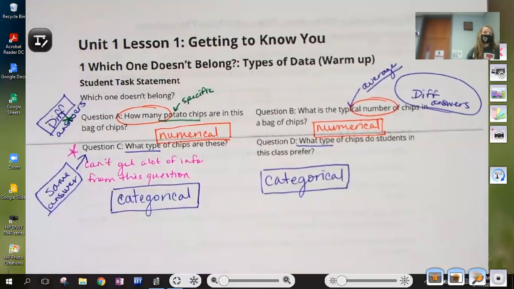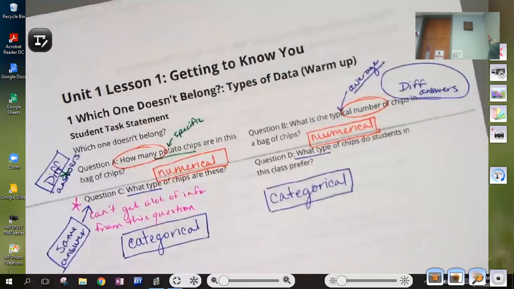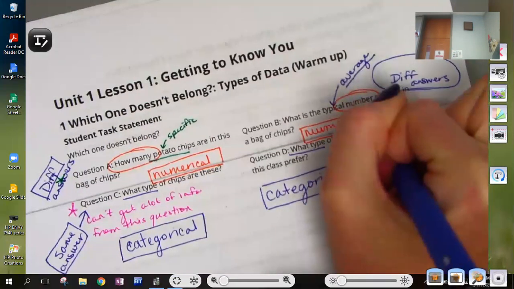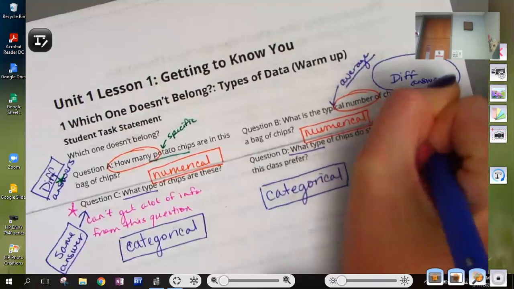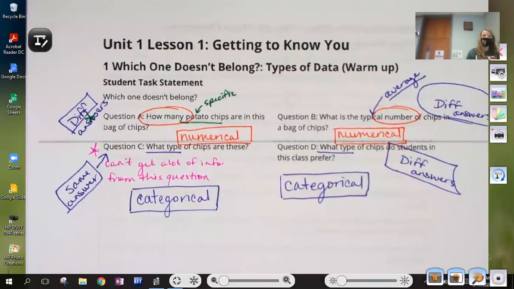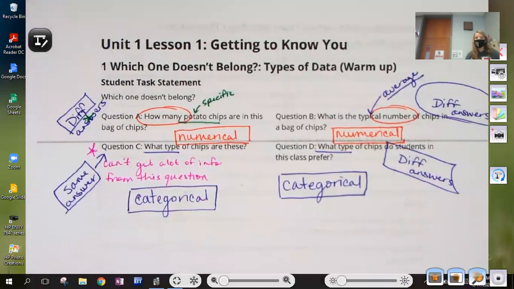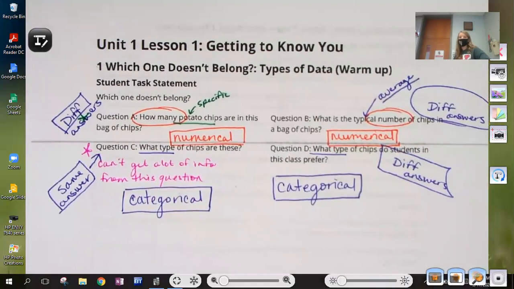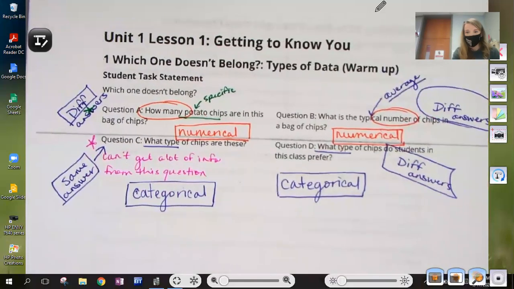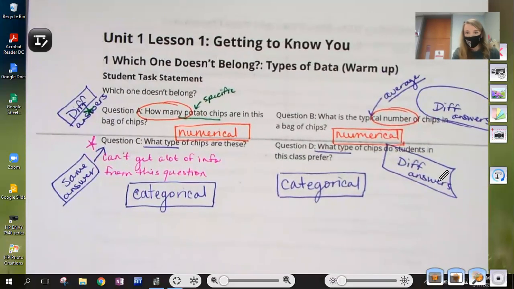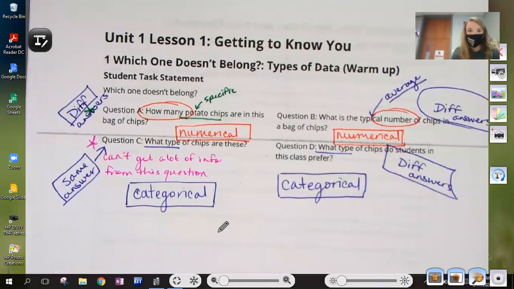And then finally, what type of chips do students in this class prefer? If I asked every single one of y'all that question, are y'all all going to tell me the same answer? No. Some of y'all may have the same chip preference, but y'all aren't all going to have the same thing. So once again, this is going to produce a lot of different answers. You can see there are a lot of similarities and differences among all of these questions.